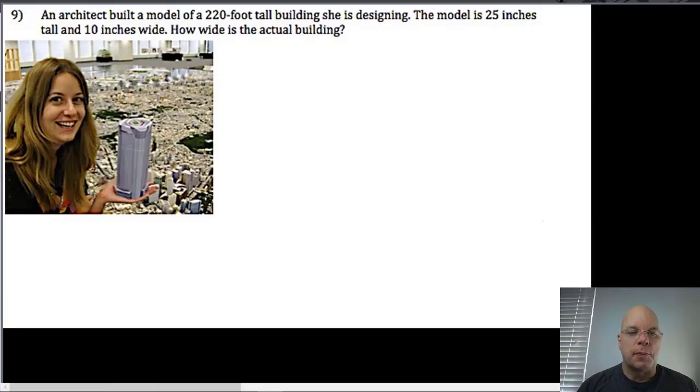Okay, we're problem solving with proportions today. Problem number 9 says an architect built a model of a 220-foot tall building she is designing. The model is 25 inches tall and 10 inches wide. How wide is the actual building?